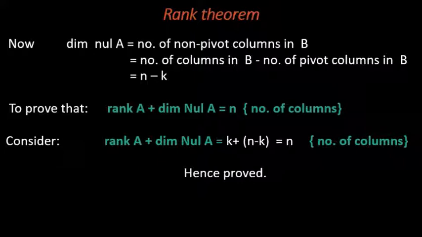Say the total number of columns in B is n, and the number of pivot columns is k. So it is equal to n minus k. So the dimension of null A will be n minus k, where k is the number of pivot columns. Now what do we have to prove? Rank A plus dimension null A is equal to n. What is dimension null A? It is n minus k, so we get k plus n minus k, which is equal to n. That is nothing but the number of columns. Hence we proved the rank theorem.